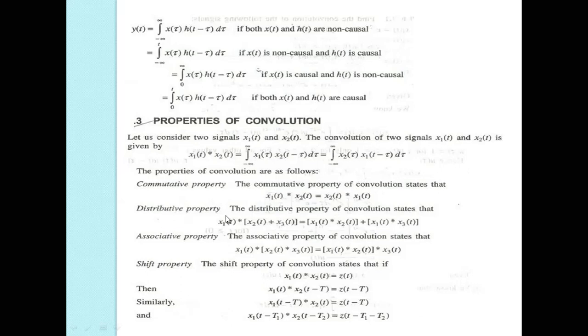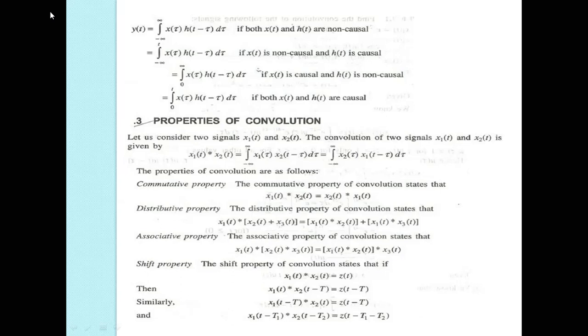Both are the same. Distributive property. The distributive property of convolution states that x1 of t convolved with the sum x2 of t plus x3 of t, adding the two functions, equals individually x1 of t convolution x2 of t plus x1 of t convolution x3 of t. x1 is distributed to these two signals. The convolution also obeys the distributive property. Coming to the associative property, x1 of t convolution of x2 of t convolution x3 of t, A into BC is equal to AB into C.